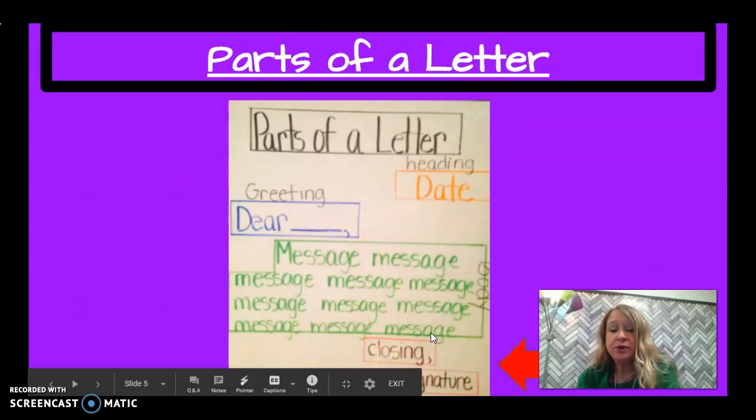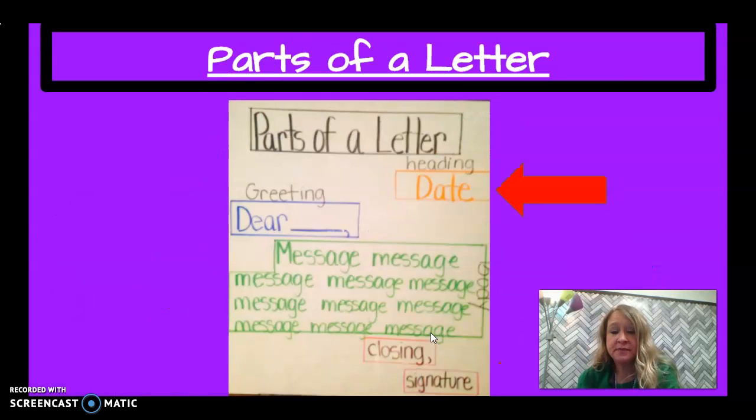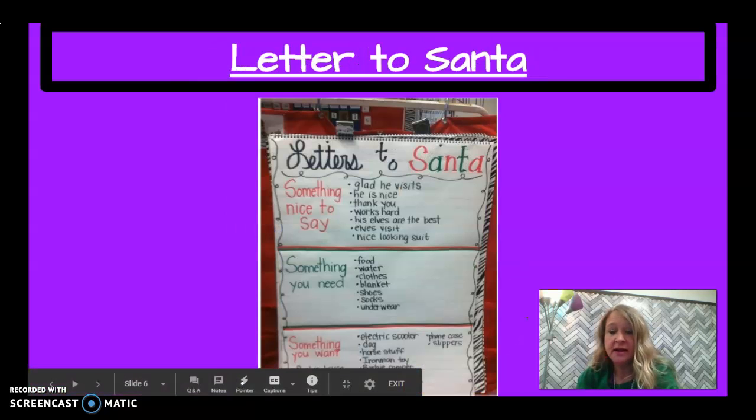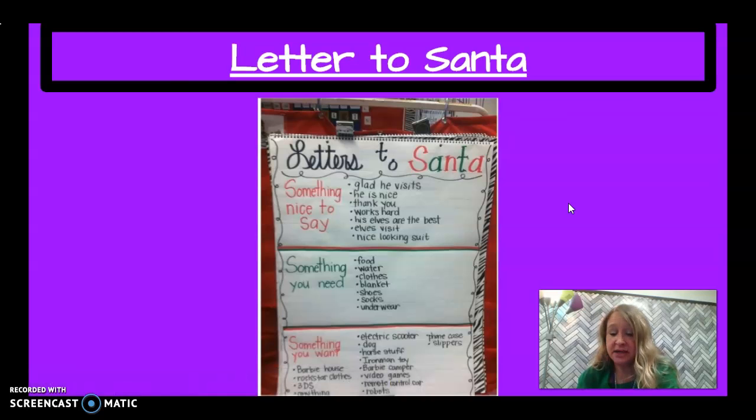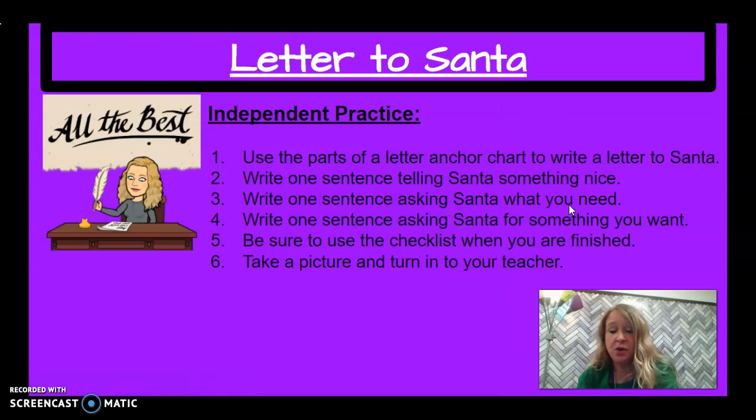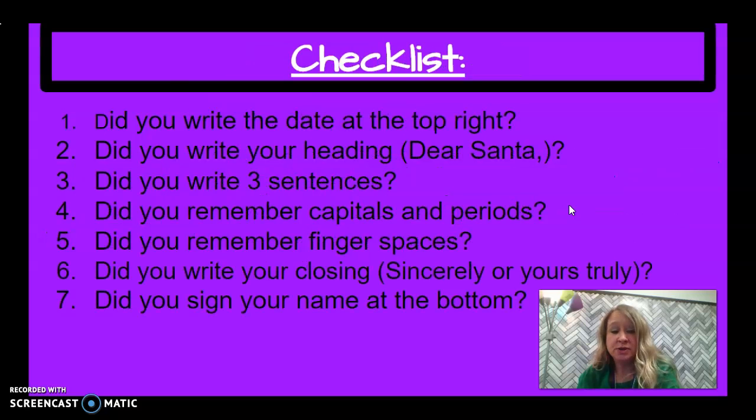So let's review the parts of a letter. There are 5 parts to a letter. There is the date, the greeting, the body, the closing, and the signature. Then we are going to write 3 sentences to Santa, saying something nice, something you need, and something you want. Then we're going to use the checklist to make sure we have included everything that's important to our letter. And then after you do that, take a picture and turn it in.